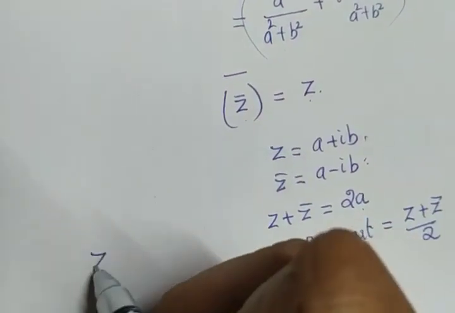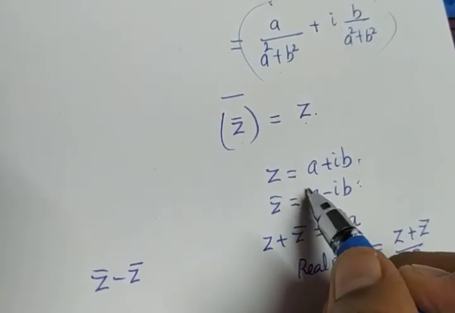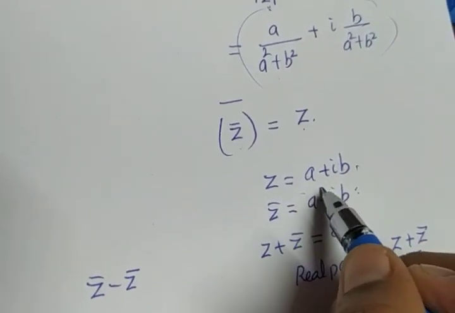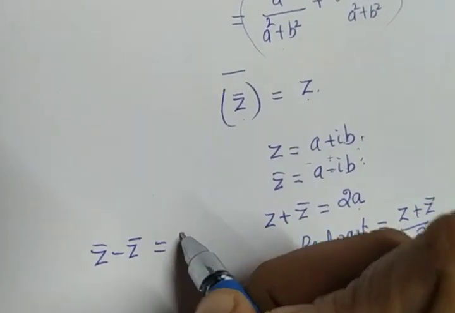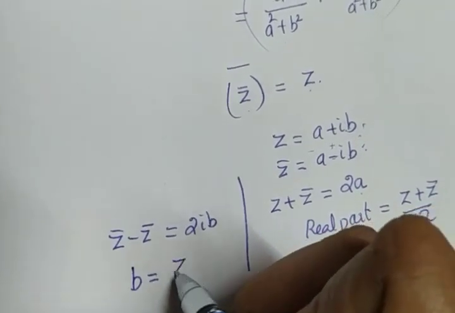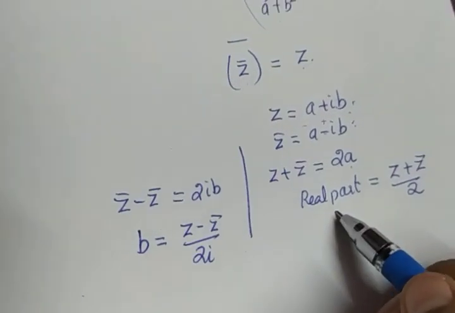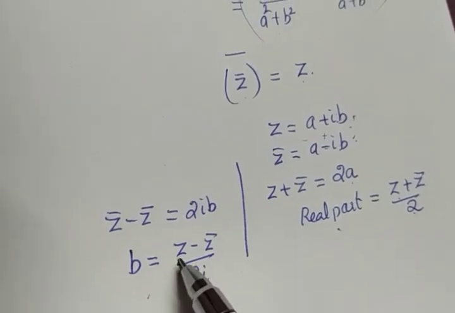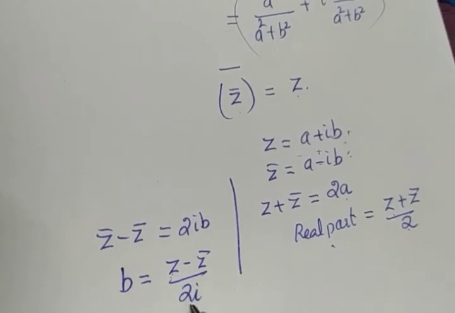Suppose I am subtracting these two equations. What do I get? Z minus Z bar is equal to, the sign of the second equation gets changed. So A becomes negative, and A and minus A get cancelled. Minus iB becomes positive, so iB and iB will give you 2iB. If I want to calculate B, how should I write? Z minus Z bar by 2i. So for a complex number, the real part can be written as Z plus Z bar by 2 and the imaginary part can be written as Z minus Z bar by 2i.